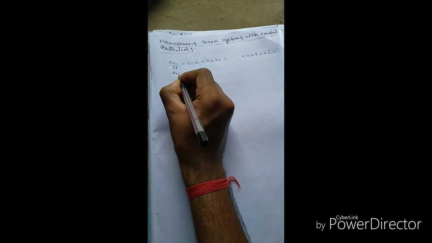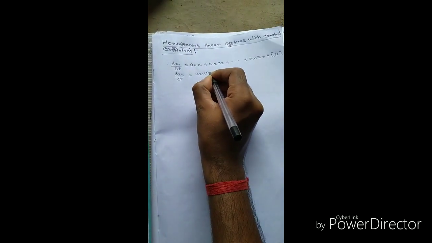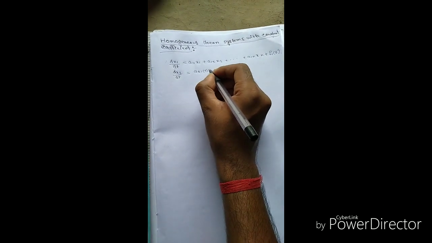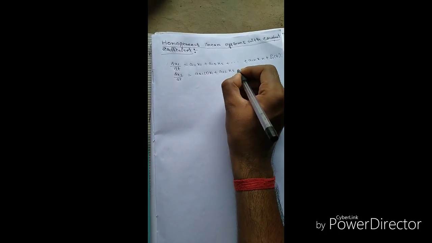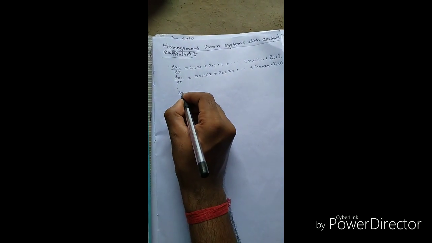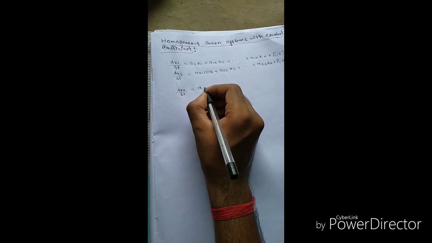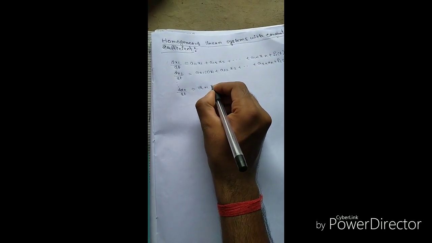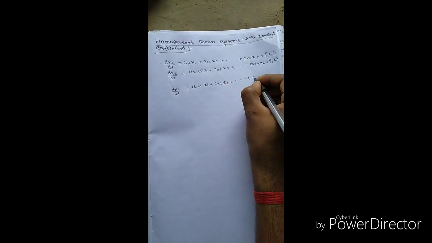Now dx2/dt equal to a21(t) x1 plus a22 x2 plus dot dot a2n xn plus f2(t). Similarly, dxn/dt equal to an1 x1 plus an2 x2 plus ann xn plus fn(t).